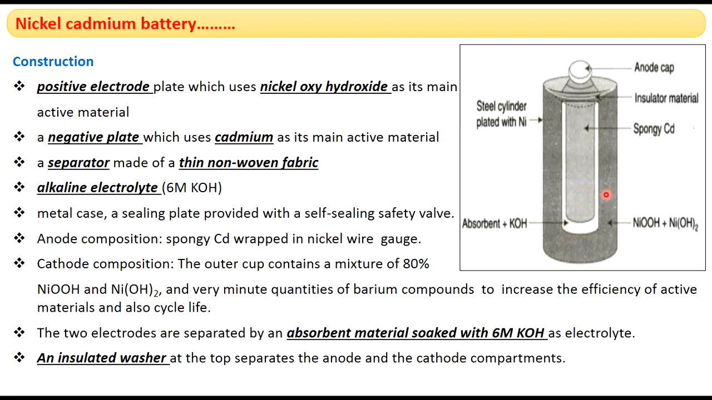The anode and cathode are separated by absorbent material which is soaked with the electrolyte. So this is the absorbent which is soaked with potassium hydroxide. This will separate the anode and cathode. Then at the top, anode and cathode are separated by an insulator material. The entire assembly is inserted in the steel cylinder, which is plated with nickel. Steel cylinder is coated with nickel. This is about the construction of nickel cadmium battery.